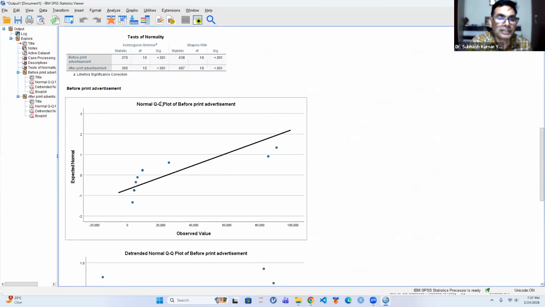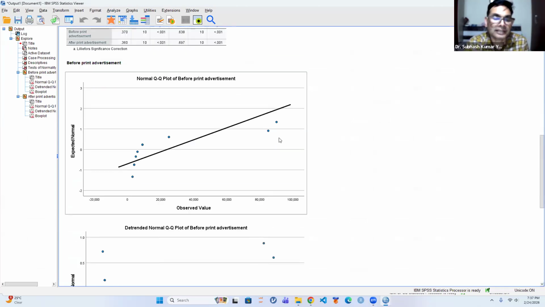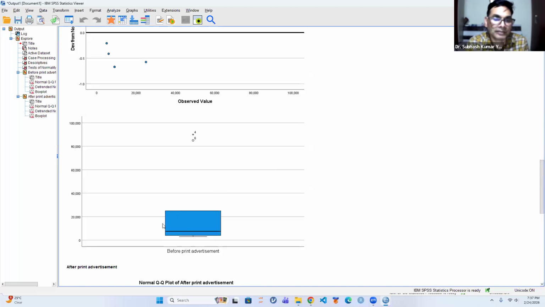Here you can see in this table that for the Kolmogorov-Smirnov test the value is very much less than 0.05, and for Shapiro-Wilk as well. So it shows that both the data are non-normal. If they are non-normal, then we will go with the equivalent non-parametric test, and that is the Wilcoxon signed rank test. You can also get an idea from the box plot, but we rely on the test only.